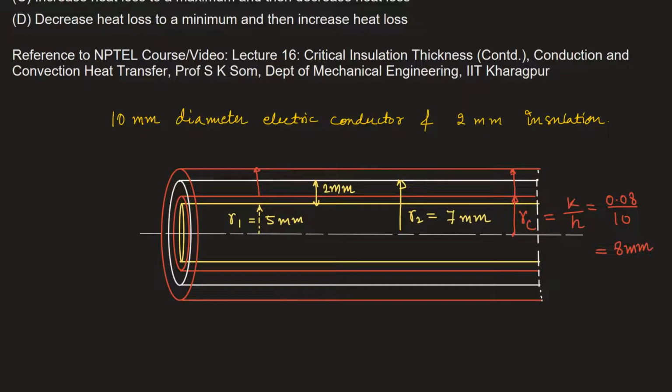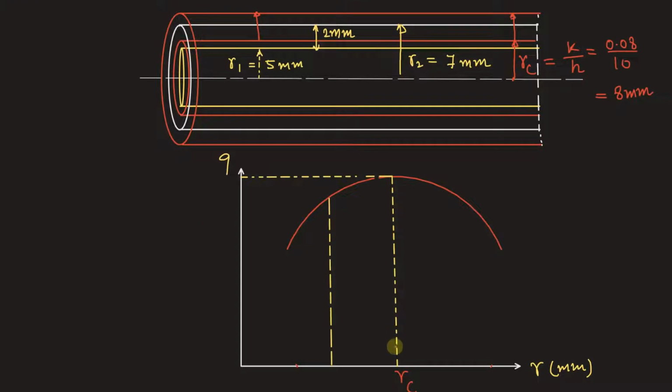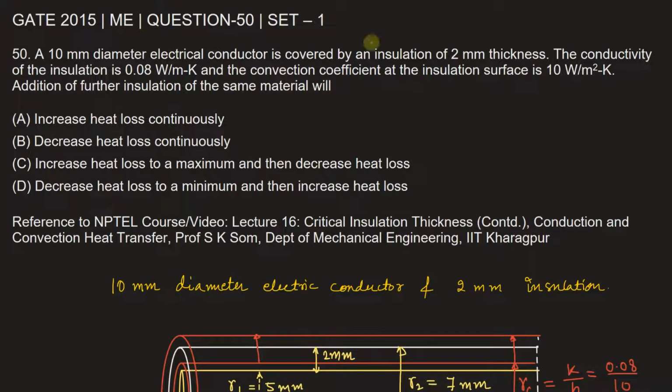Now according to this problem we have already calculated R2, that is 7 millimeter. So the rate of heat transfer will increase up to the critical radius and then it will decrease. Let's see in a diagram. Therefore at critical radius the heat is maximum. So from here we can say that option C is the correct choice: increase heat loss to a maximum and then decrease heat loss.